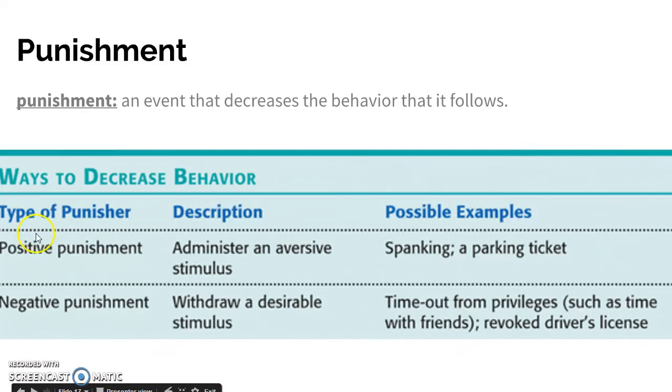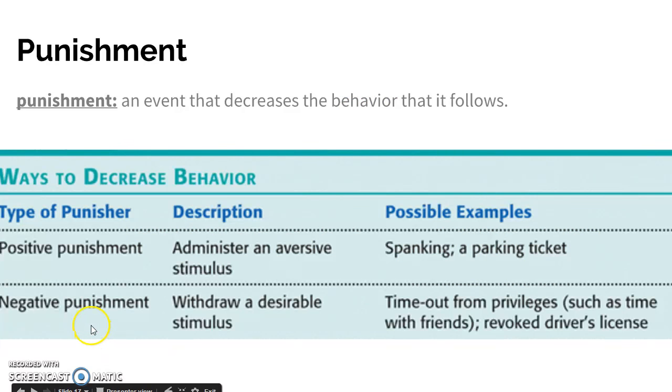Positive punishment. Remember, positive does not mean good. It just means that we're adding something. So in positive punishment, you are adding a bad stimulus. If a child does something wrong in school or at home and the parents choose to use positive punishment, they're going to be adding something bad, such as spanking. Another example is parking and speeding tickets. If you break the law, the police want to decrease your behavior of speeding, so they add a speeding ticket.